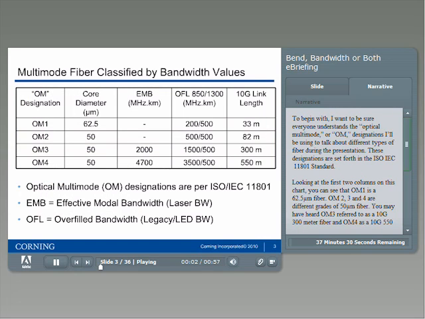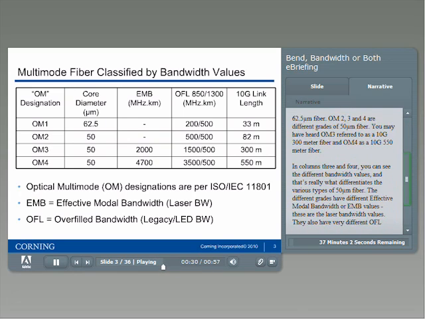To begin with, I want to be sure everyone understands the optical multimode, or OM, designations I'll be using to talk about different types of fiber during the presentation. These designations are set forth in the ISO IEC 11801 standard. Looking at the first two columns on this chart, you can see that OM1 is a 62.5 micron fiber. OM2, 3, and 4 are different grades of 50 micron fiber. You may have heard OM3 referred to as a 10 gig 300 meter fiber, and OM4 as a 10 gig 550 meter fiber. In columns 3 and 4, you can see the different bandwidth values, and that's really what differentiates the various types of 50 micron fiber.